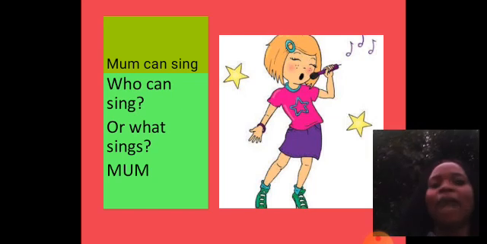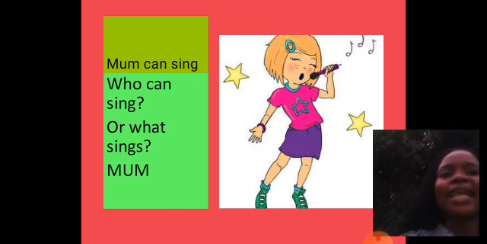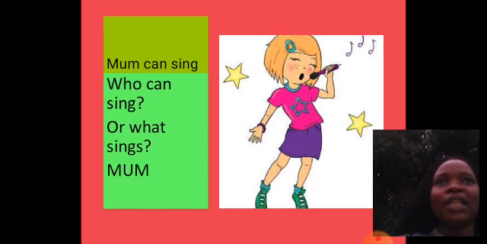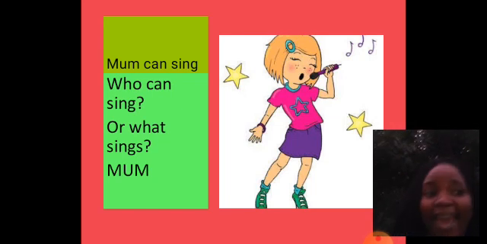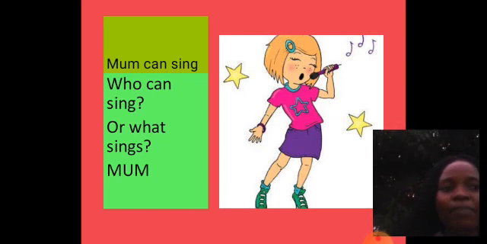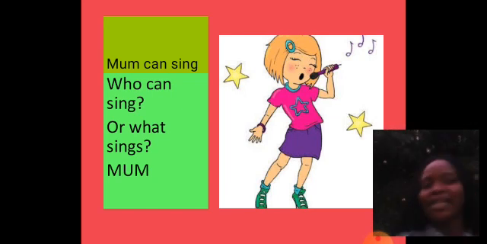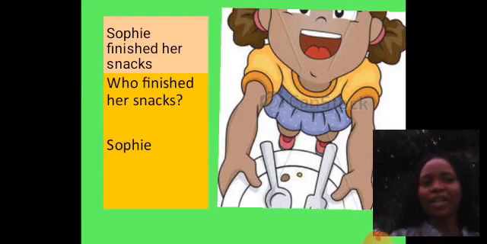Okay? Now, then I say, Mom can sing. Then the question should be, who can sing? Or what can sing? And the answer is, from the sentence Mom can sing, Mom. So Mom is the naming part of that sentence. Correct. That's so good.